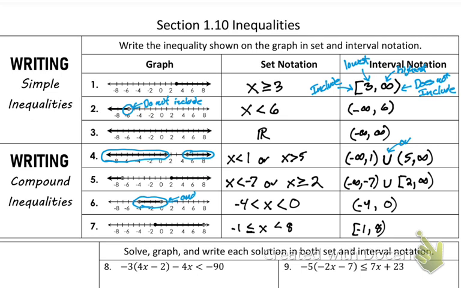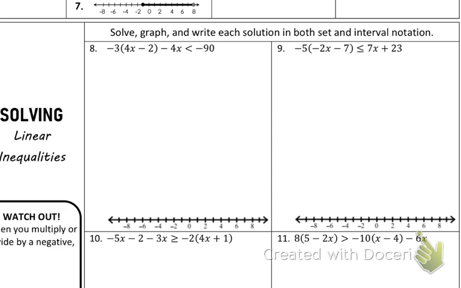And moving forward, we're going to go in the opposite direction. So we're going to go from interval and set notation to making our graphs. And that's what our first thing says. It says solve the graph and write each solution in both set and interval notation. So I need to write it in set and interval notation, and I do also need to graph it. So we have to do 3 things to give this answer.